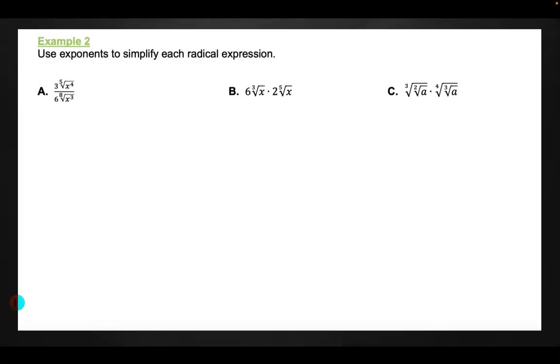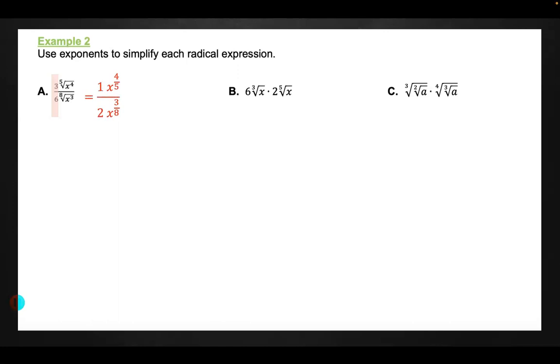Now in example 2, we're going to take these rational expressions and convert them to rational exponent form in order to use my properties of exponents to simplify. In letter A, I do have a division, but you should notice that the 3 and the 6 on the outside are coefficients, and I could simplify them as 1 over 2. So those sit in the front.